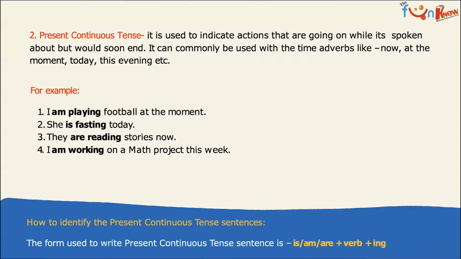And how do you identify present continuous tense in these sentences? The form used to write present continuous tense in a sentence is using is, am, or are plus the verb plus ing.